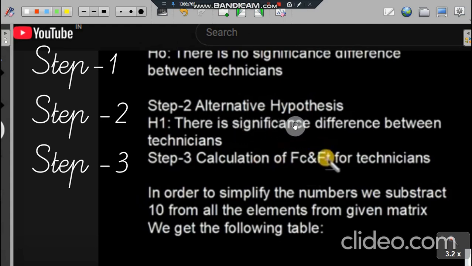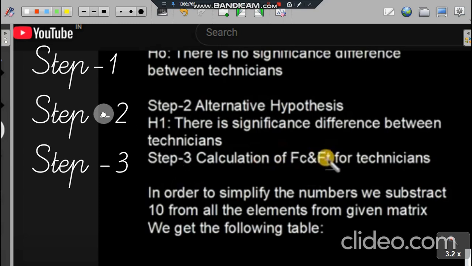Then the third step is that we have to calculate FC. Here we are using Fisher's test. We have to find the calculated value and the Fisher test tabular value. So the third step is the calculation of test statistic F. That's what we have to understand.